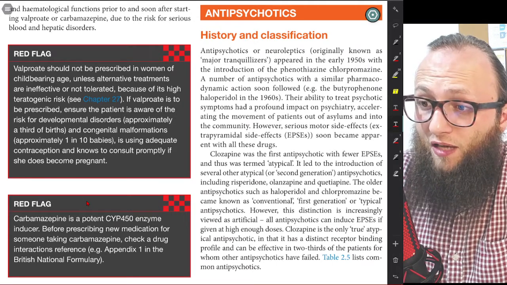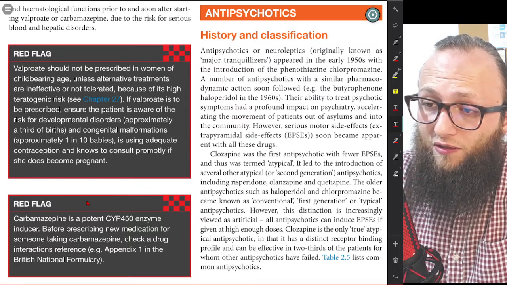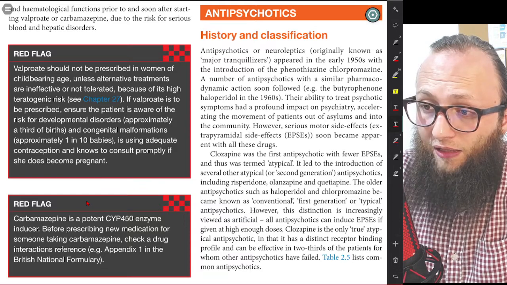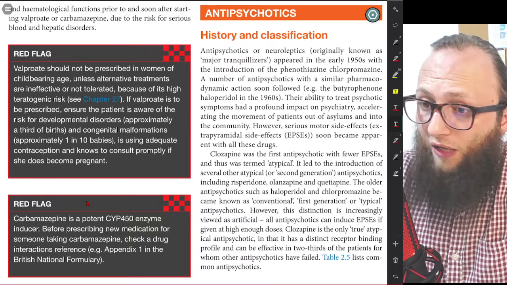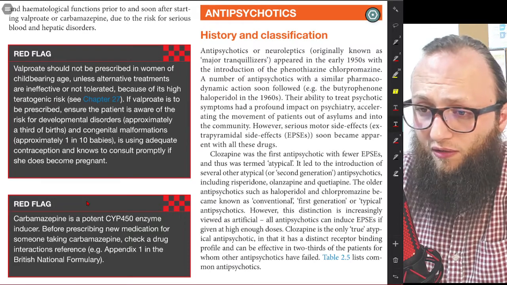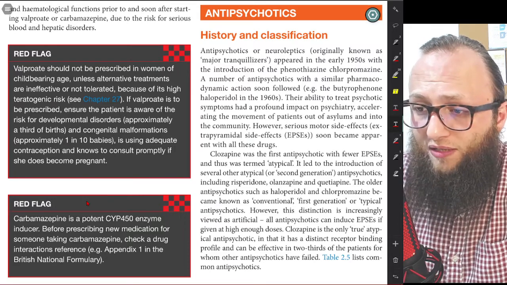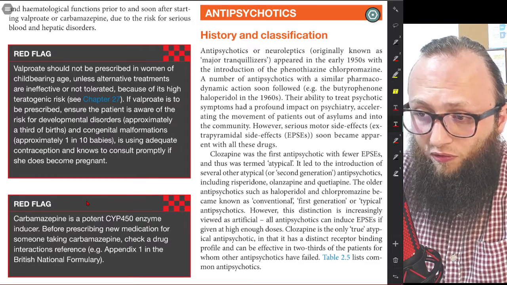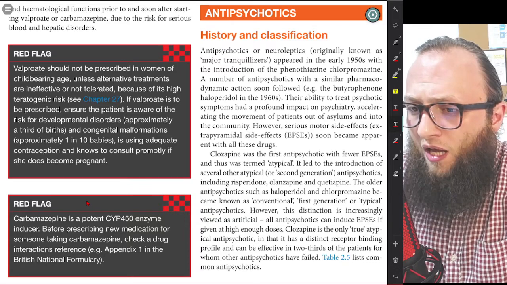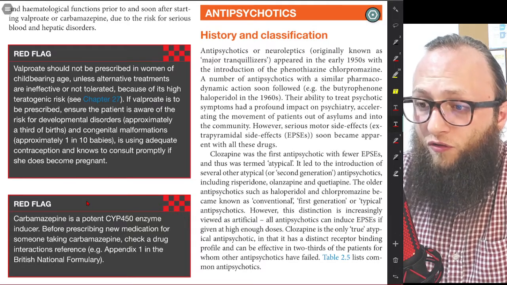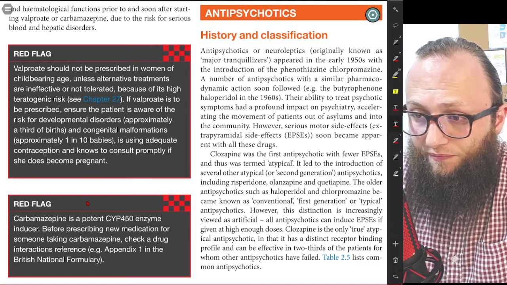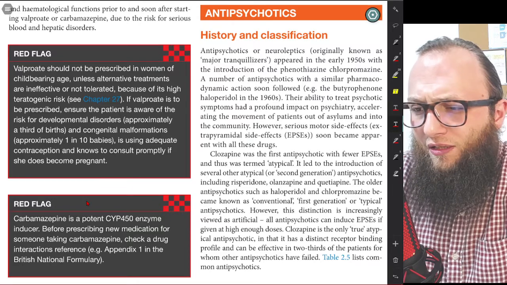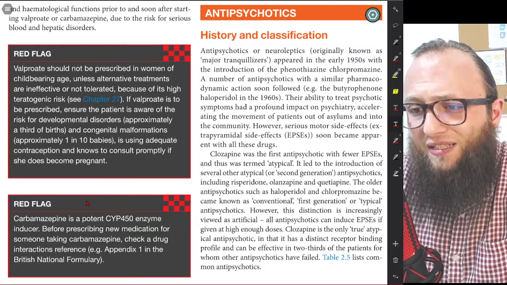Clozapine was the first antipsychotic with fewer extrapyramidal side effects, and thus was termed atypical. It led to the introduction of several other atypical or second-generation antipsychotics, including risperidone, olanzapine, and quetiapine. The older antipsychotics, such as haloperidol and chlorpromazine, became known as conventional, first-generation, or typical antipsychotics. However, this distinction is increasingly viewed as artificial.